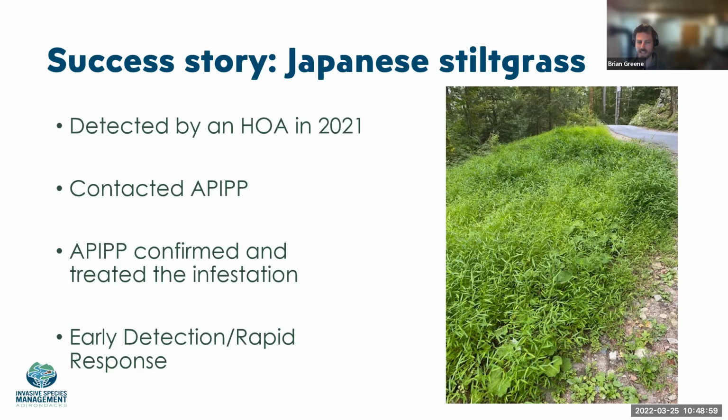And so this is a classic example of early detection, rapid response. And this is critical for invasive species. If we hear about invasive species early on, we have a much higher likelihood of being able to eradicate it, and at a much lower cost. So this is kind of like our dream scenario. Somebody sees something, they let us know, and we're able to do something about it really quickly. So this was a great example from last summer.